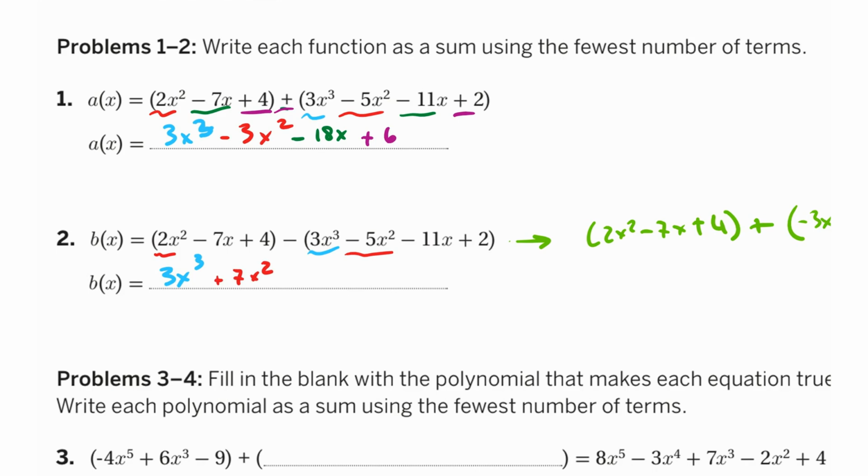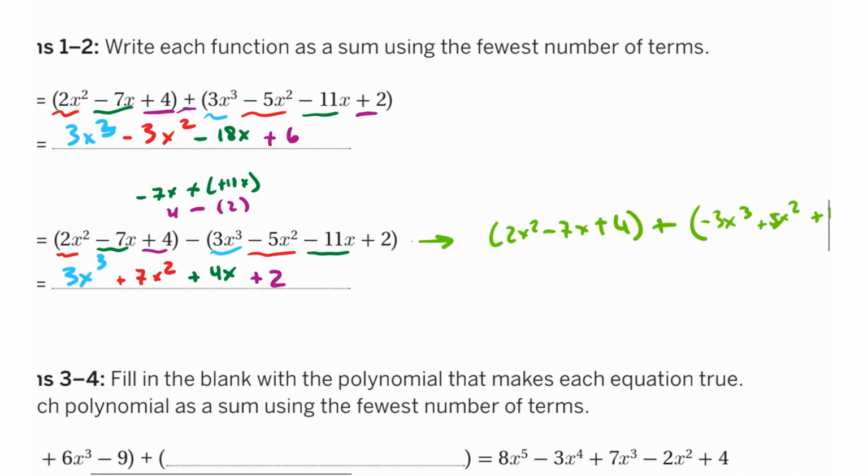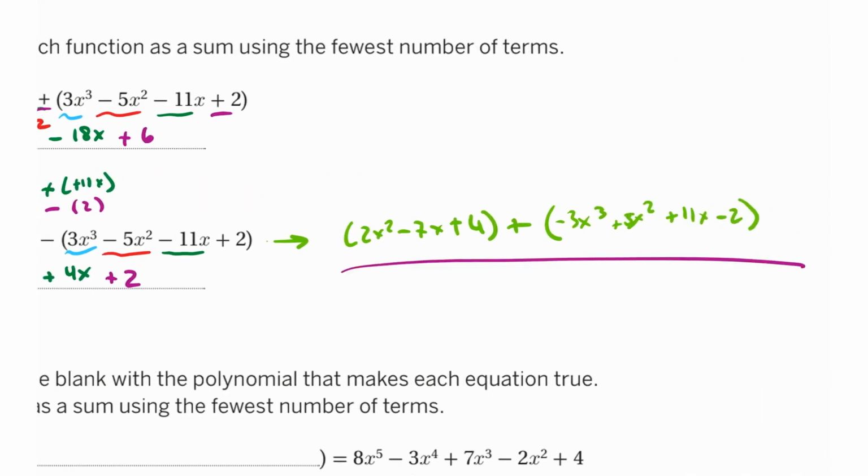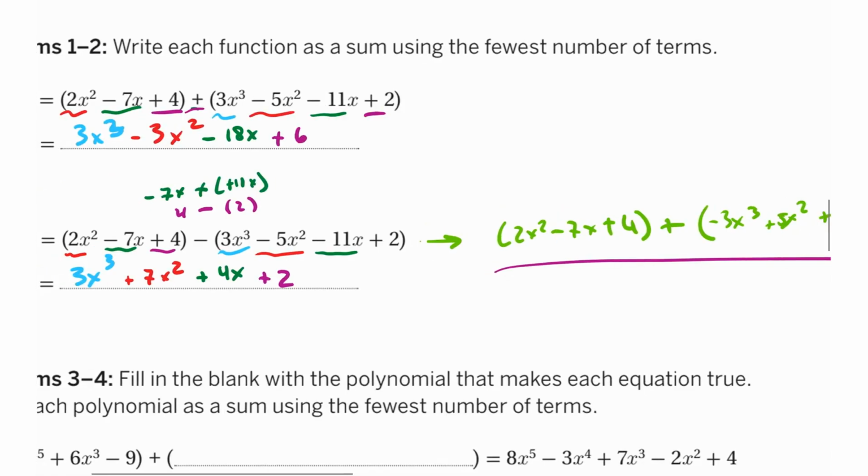Next up, my power of 1, negative 7x, negative 11. So negative 7x minus negative 11x, which again changes to addition, becomes positive 4x. And then lastly, we got positive 4 minus positive 2, and 4 minus 2 is just 2. Again, if you went through and just added these together, you'd end up getting the exact same answer. There's two different methods of doing that.